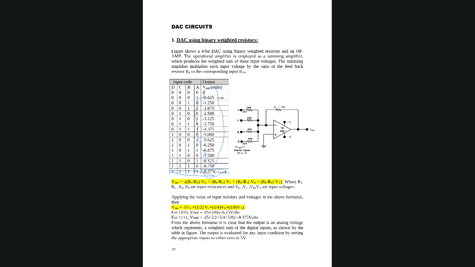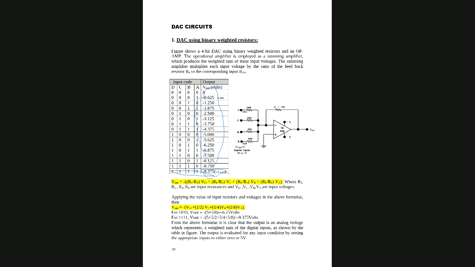What is K? What is K, the step size? K equals what? Analog output over digital input. Now check any step. Let's say I check the second step because it is the easiest one, right? What is the second step? The output is minus 0.625 volt, right? What is the input? 0001, right? What is 0001? It is 1. Clear? So you guys get this one.